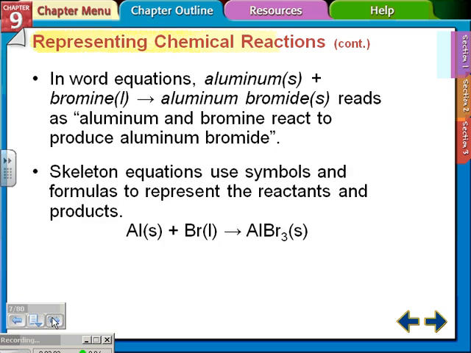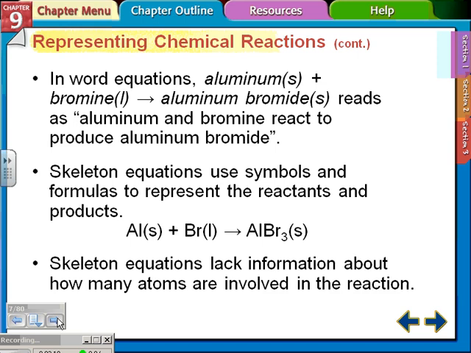This is what's known as a skeleton equation, which uses symbols and formulas to represent the reactants and products. So the skeleton equation is showing you that solid aluminum reacts with liquid bromine to produce aluminum bromide solid. What skeleton equations lack is information about how many atoms are involved in the reaction. So we won't actually be doing skeleton equations very often, but it's just an outline to get you prepared for what we will be doing.